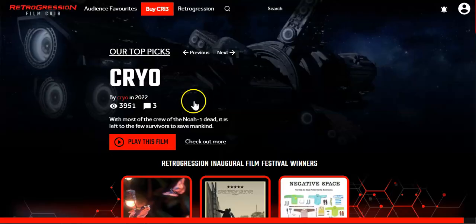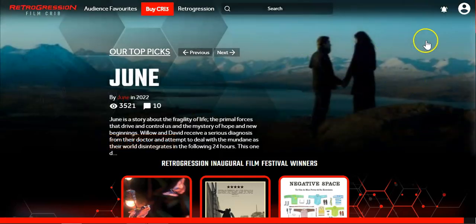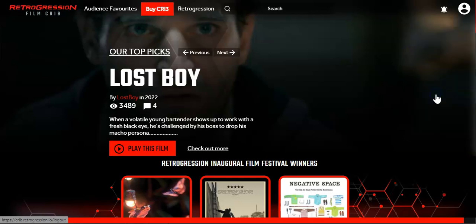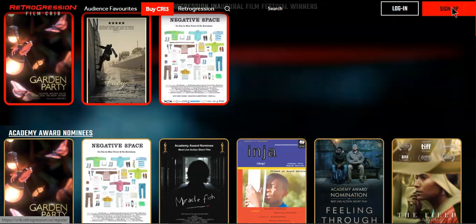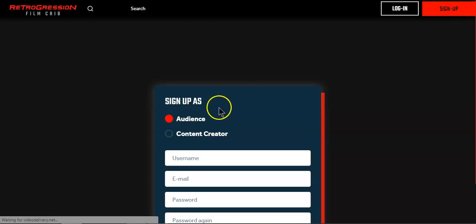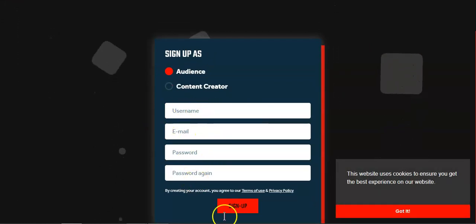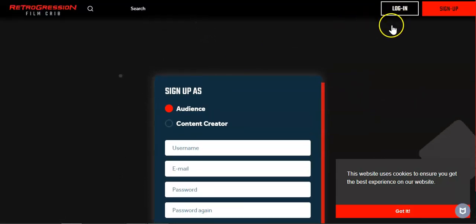The way you register is very simple. All you have to do is come over here and hit this button right here. As you can see, I am already registered, so I'm going to log out, and I'm going to show you how to sign up. All you have to do is come over here and sign up. You just put your username, which doesn't have to be your real name, your email address, and password, and boom, that's it. You are in. Then once you're in, just go to your profile and add your wallet there.